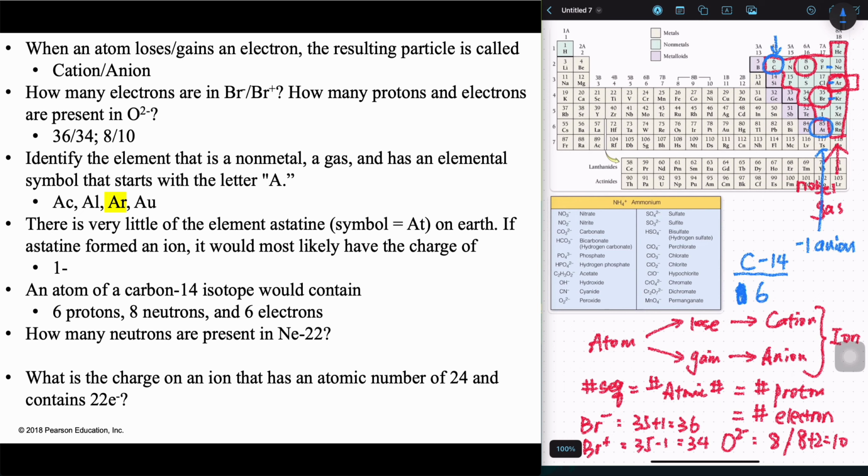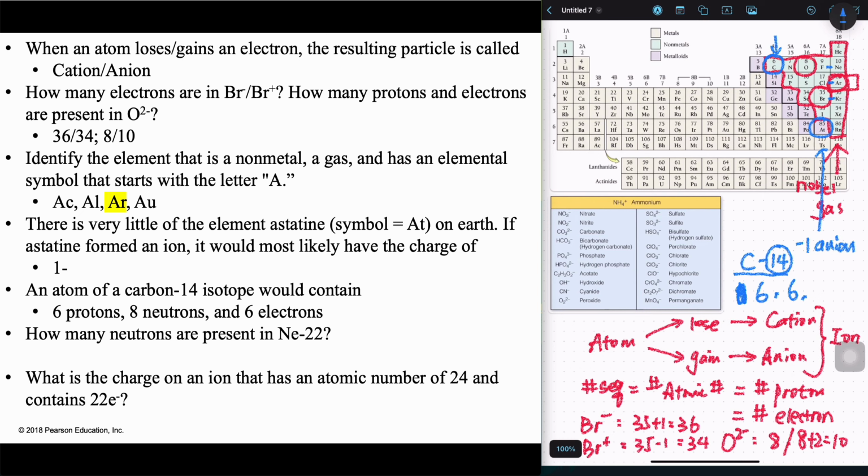For the neutral state of any element, the number of electrons will be the same as the number of protons. So it will also have 6 electrons. So how many neutrons can we say for carbon-14? Because we know this 14 represents the mass number, and the mass number equals the number of protons plus the number of neutrons.